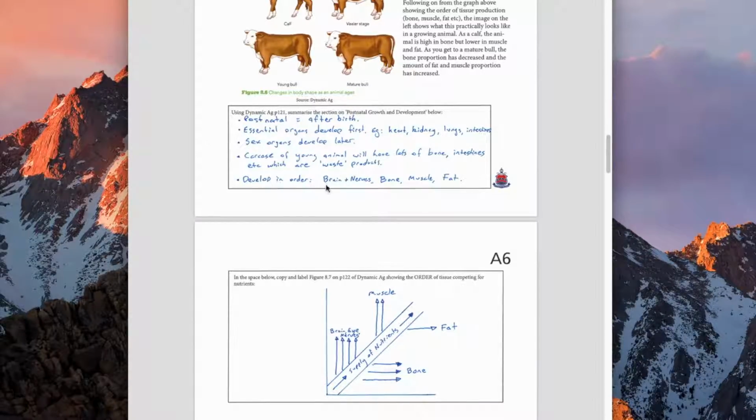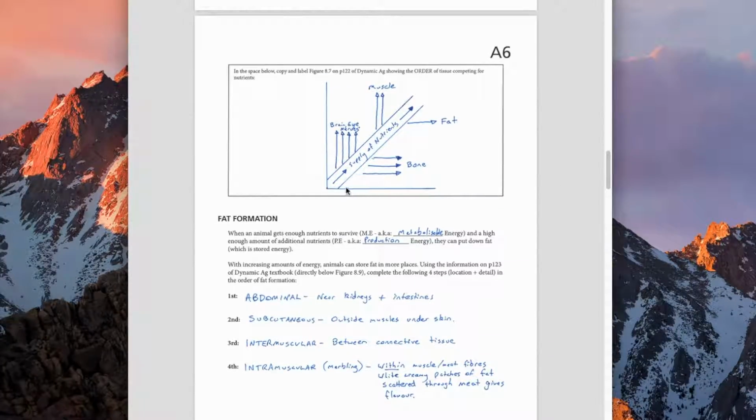And so they develop in the order of brain and nerves, then bone, then muscle, and then fat. If we have a look at this diagram, which you should have copied out of the textbook, as nutrients increase, more nutrients means the animal can do more things. So you might have maintenance energy down here, but once you start getting production energy supplied, the animal can then put on muscle and fat.